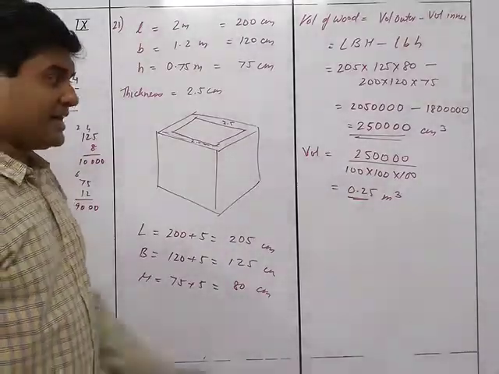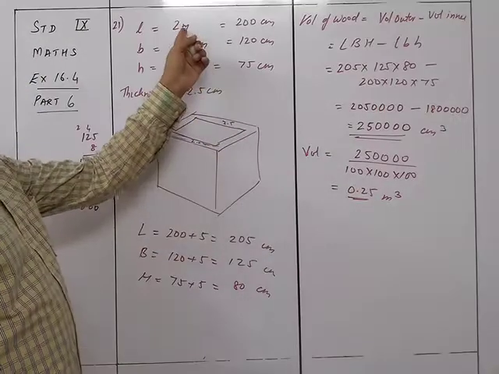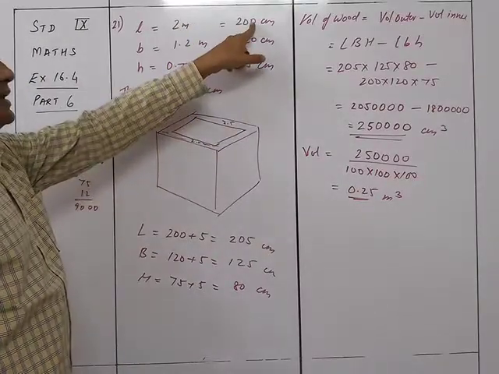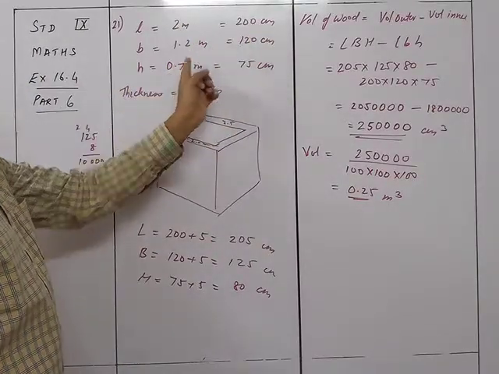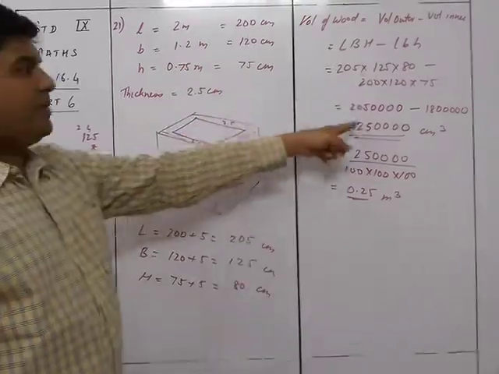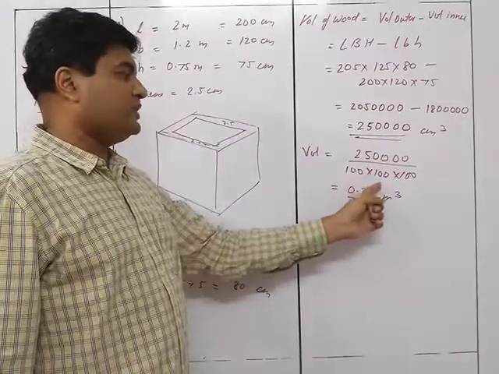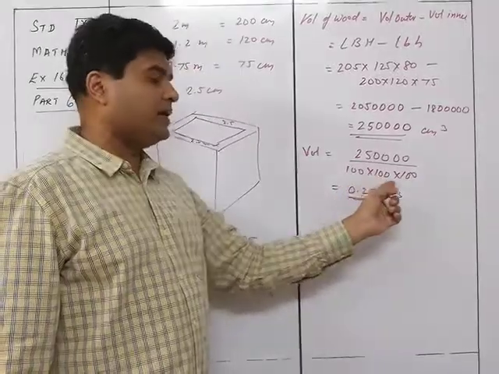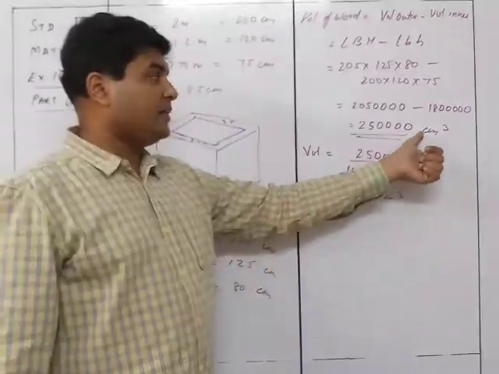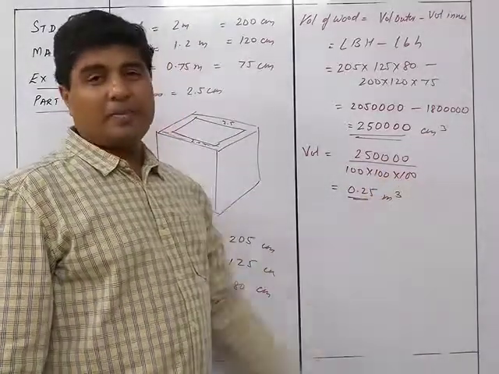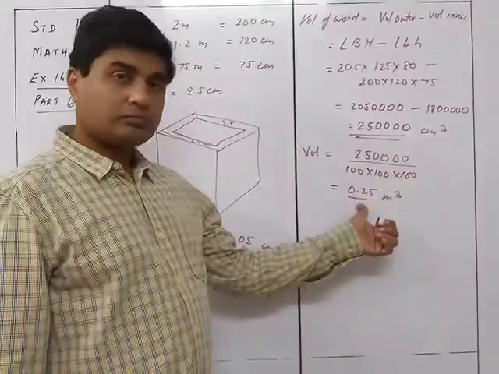Is it clear? Did you understand this one? See, just as I multiplied this by 100, this by 100, and this also by 100, similarly here I now divide. We have to divide for all 3 of them. So that will be 100, 100, 100 division. That's why centimeter cube to meter cube is multiplied by 10 raised to minus 6.